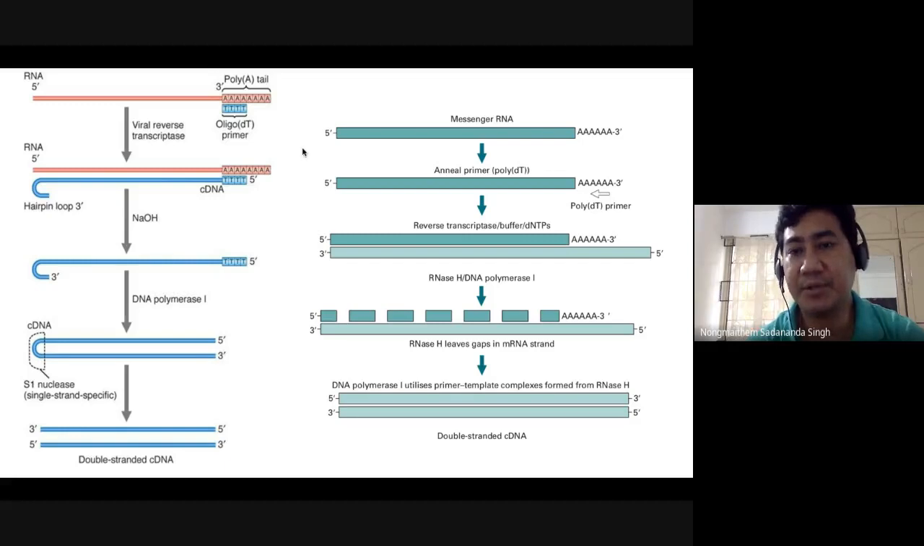So what people do, another way, is after the first strand DNA synthesis, you treat with RNase H. And RNase H will cleave the RNA into fragments.